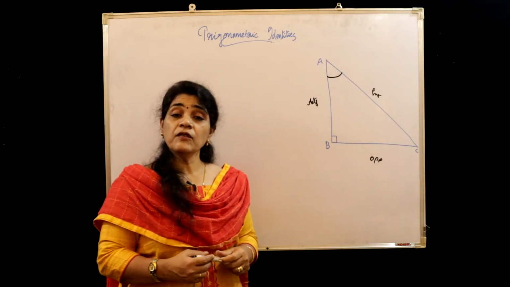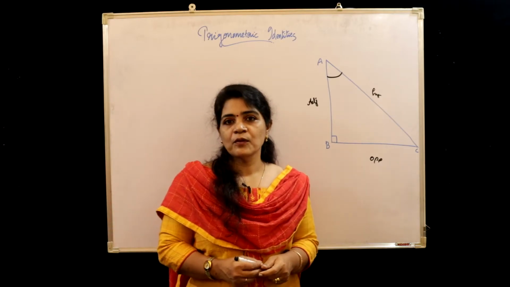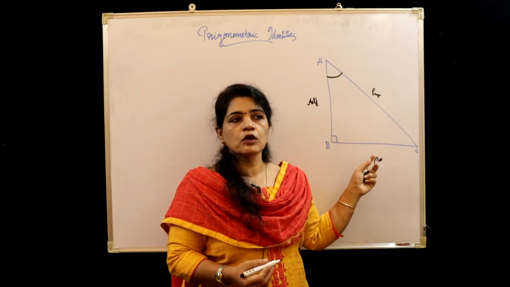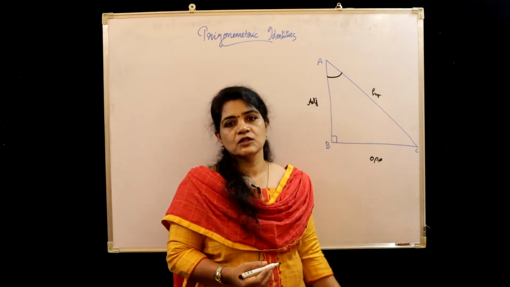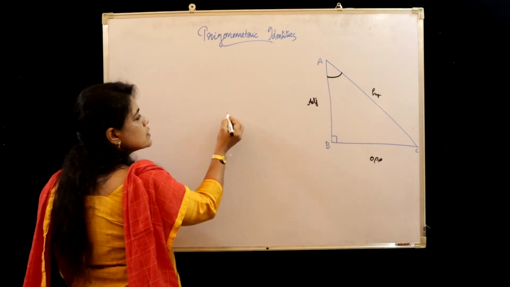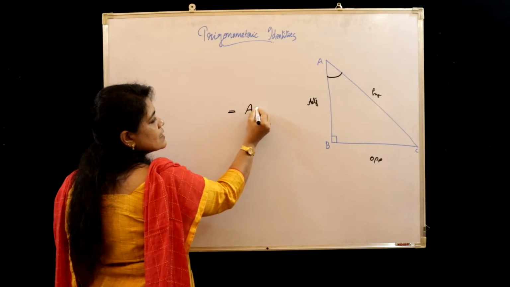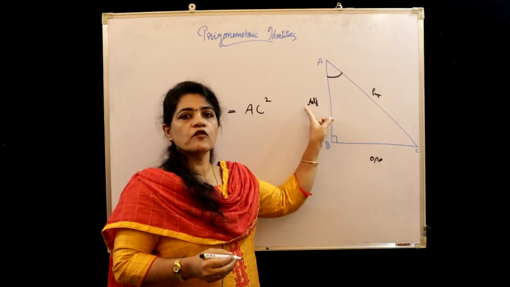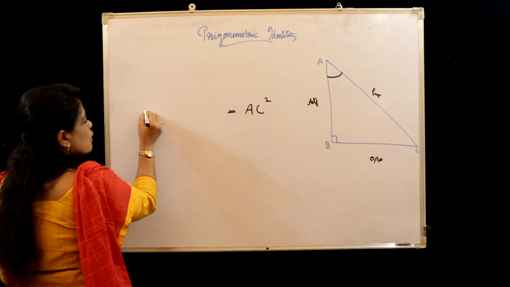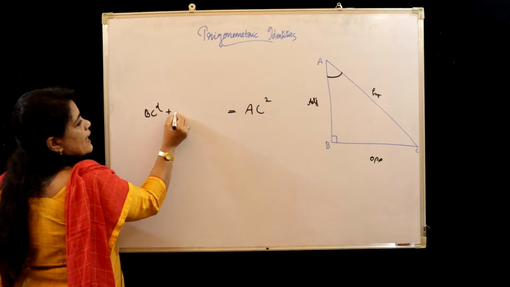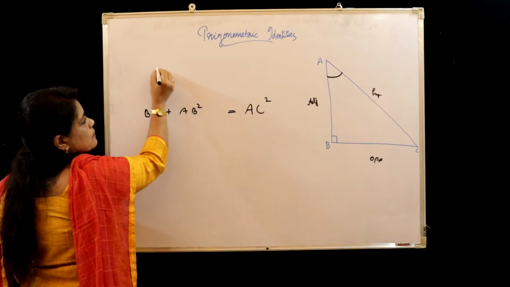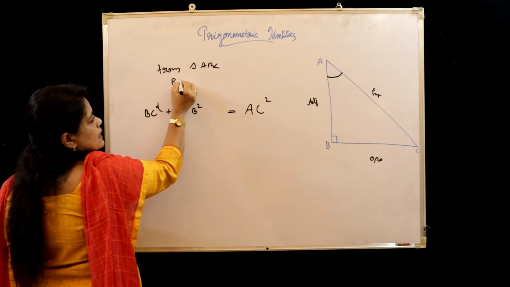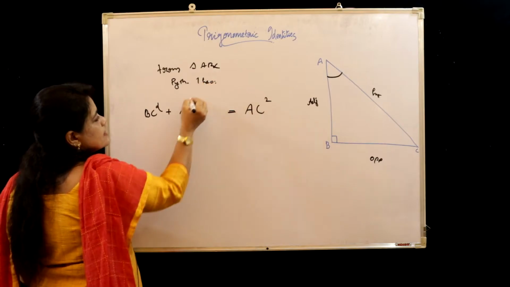We apply the Pythagoras theorem upon this right triangle ABC, and we know that the square of the hypotenuse is equal to the sum of the squares of the other two sides. That means AC square, the square of the hypotenuse, is equal to the sum of the squares of the other two sides, that is BC square plus AB square. From the right triangle ABC, by Pythagoras theorem, we get this result.